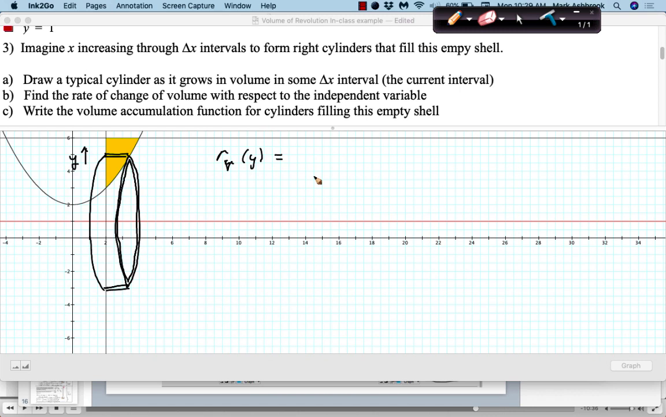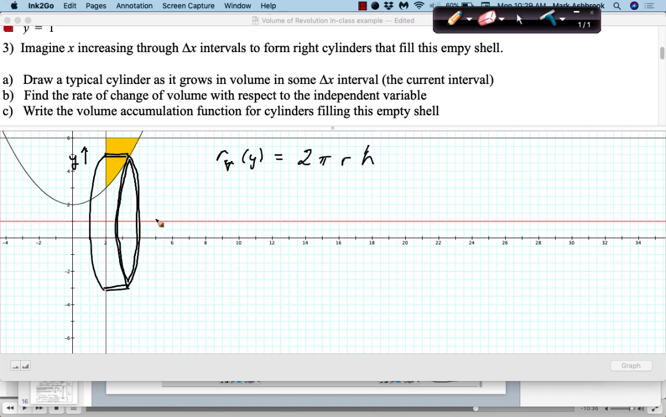Here's the typical cylinder. Is that what you got? Same shell. We're changing y through y intervals. So you get cylinders like this now. Sleeves. Do these grow in height or radius as y increases in the current interval? Radius. These grow in radius. Height stays constant in the current interval. Therefore, the rate function is 2 pi r h. So all we need is r and h in terms of y.